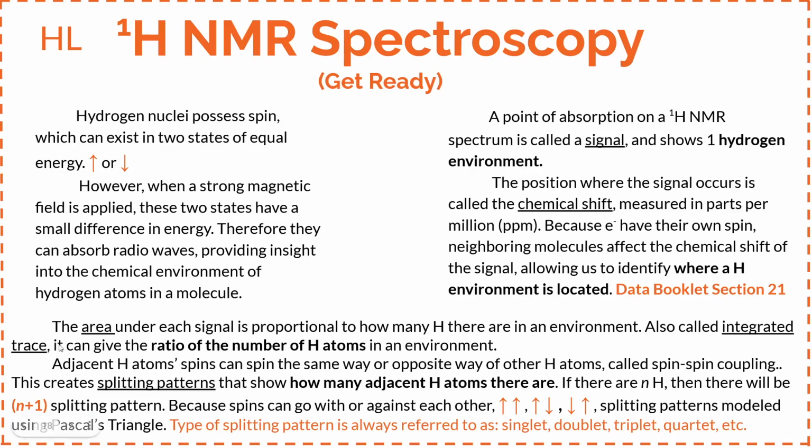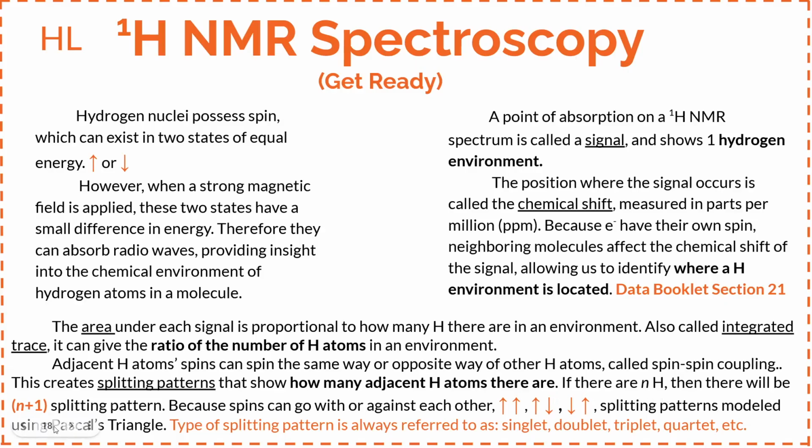And lastly, adjacent hydrogen atoms' spins can spin the same way or the opposite way of other hydrogen atoms. This is called spin-spin coupling. Now, this creates splitting patterns that show how many adjacent hydrogen atoms there are. If there are adjacent hydrogen atoms, then there will be an N+1 splitting pattern. Because these spins can go with or against each other, they can go up, up, up, down, or down, up.